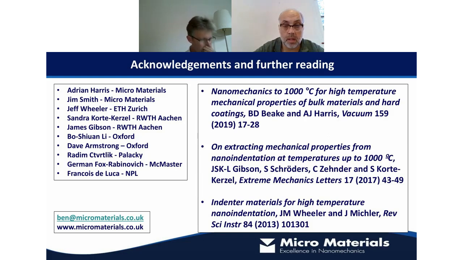The Poisson's ratio essentially doesn't really come into it. Sometimes the work from James Gibson and Sandra Cortical does correct for Poisson's ratio, but I don't think it's absolutely essential. In practice, it's good practice maybe to do so, but it's such a small percent difference that you're not going to easily see any effect of it.